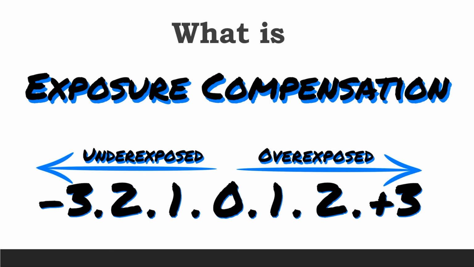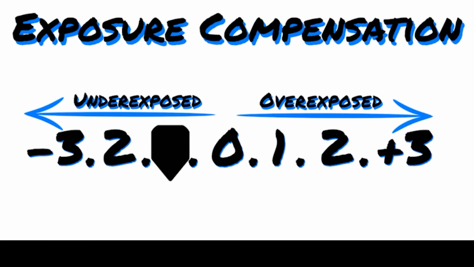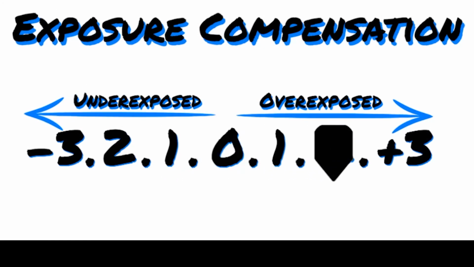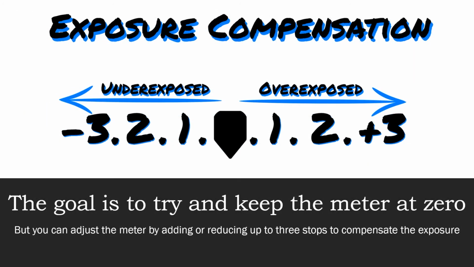Here is one way that you can adjust your exposure. This meter can be found in your camera's settings, and when you adjust it, it commands your camera to either add or reduce the exposure in the scene of your photograph. The goal is to try and keep the meter at 0, and you can always adjust the meter by adding or reducing some stops to compensate that exposure. However, whether your camera allows you to or not, you should try to avoid compensating more than 3 stops of exposure at a time. This is because you can adjust other functions from the exposure triangle instead, and you will produce a much higher quality result.